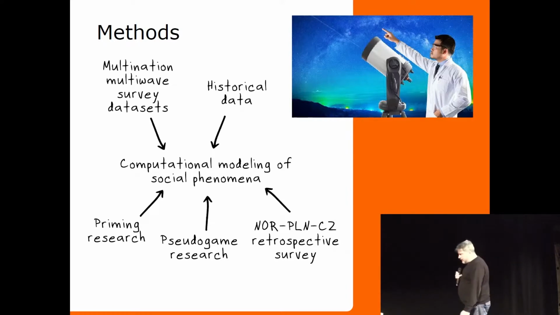So we're using priming experiments to see how people respond to particular conditions, which is useful in a couple of the models that we're developing. We're also running experiments in a setup where we're using essentially a pseudo game to enable us to look at people's reactions. And finally, we are ourselves preparing a multi-nation survey where we're going to be looking at data from Norway, from Poland, and from the Czech Republic.